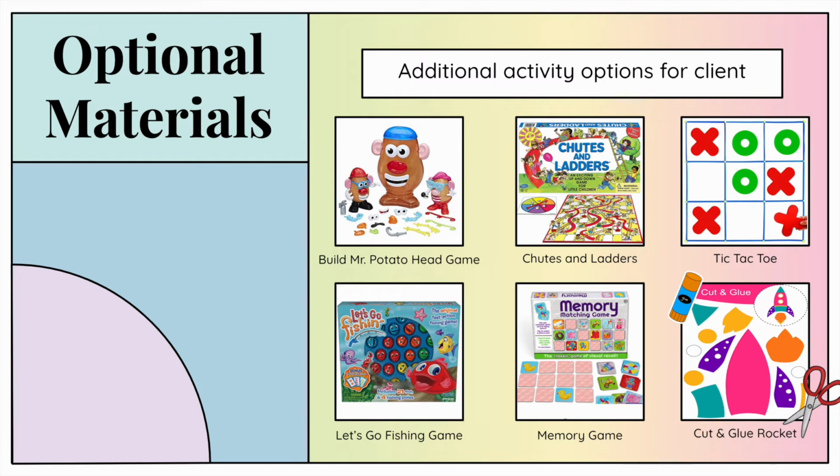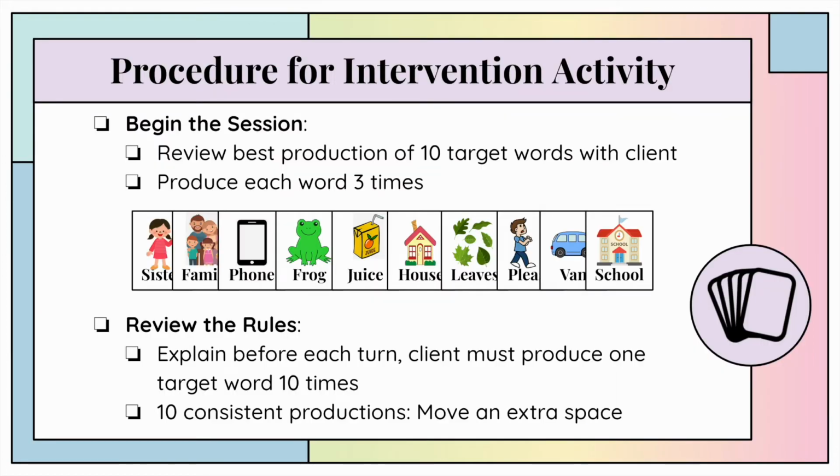The basic idea really stays the same. Before the client takes a turn or completes part of the craft or the activity, they just need to produce the 10 repetitions of the target word that they drew from their weekly set of words. So here is what the procedure would look like for this example intervention activity.